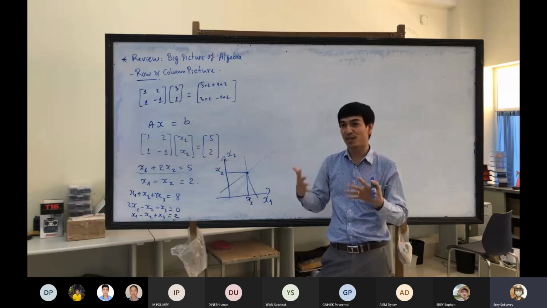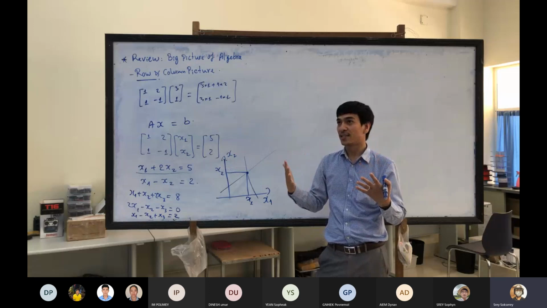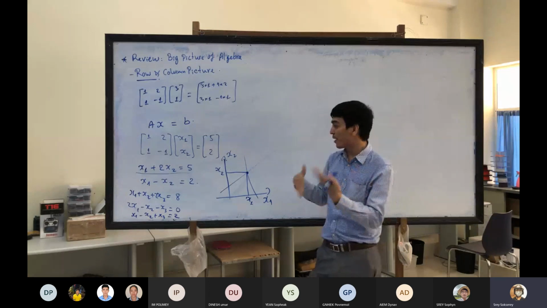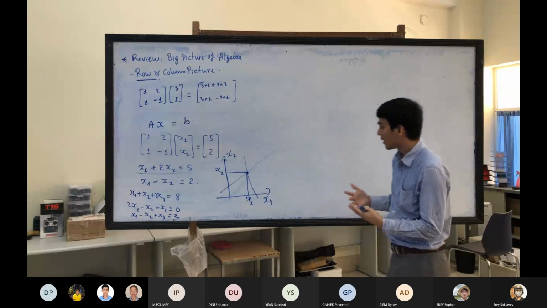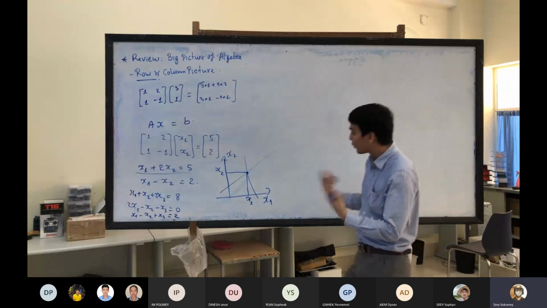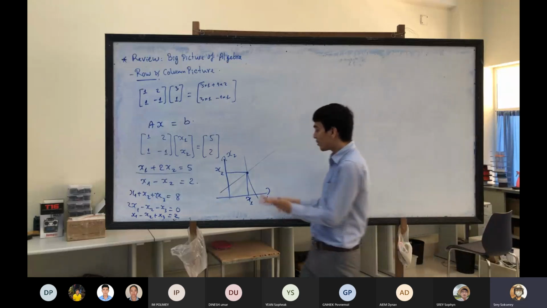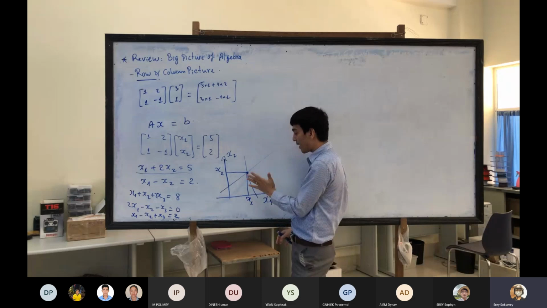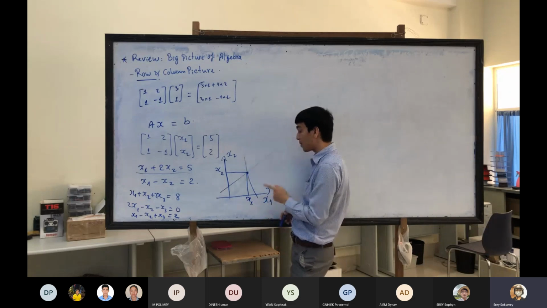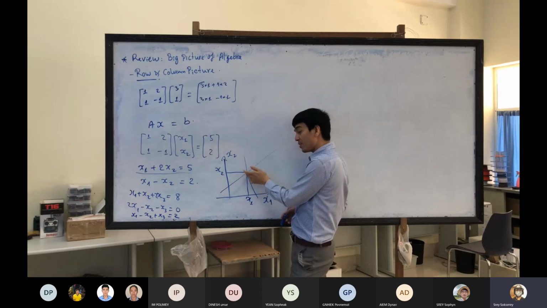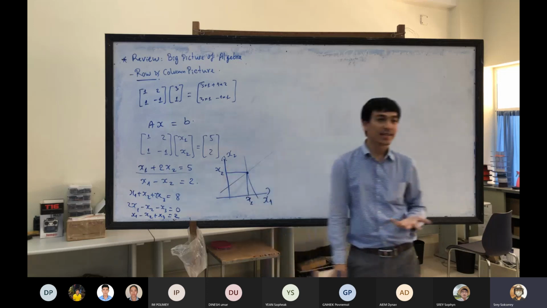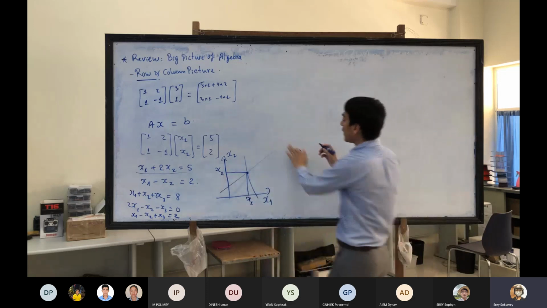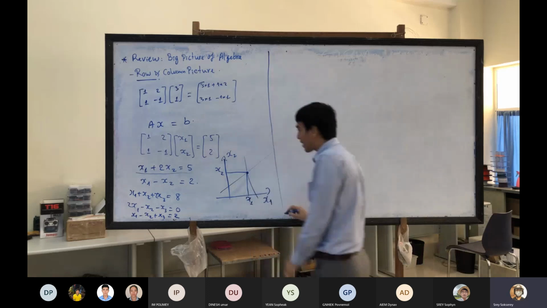Row picture means you try to intersect some geometry to get the solution. In a similar way, you have three planes intersecting in three-dimensional space. You will get the intersection at this point, so you get the root h1, h2, and h3. So this is the row picture. Now let's see the column picture.